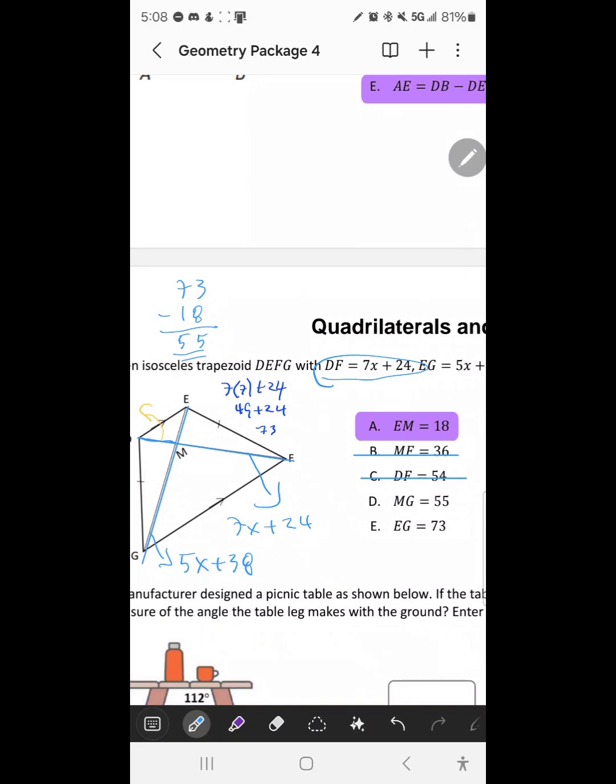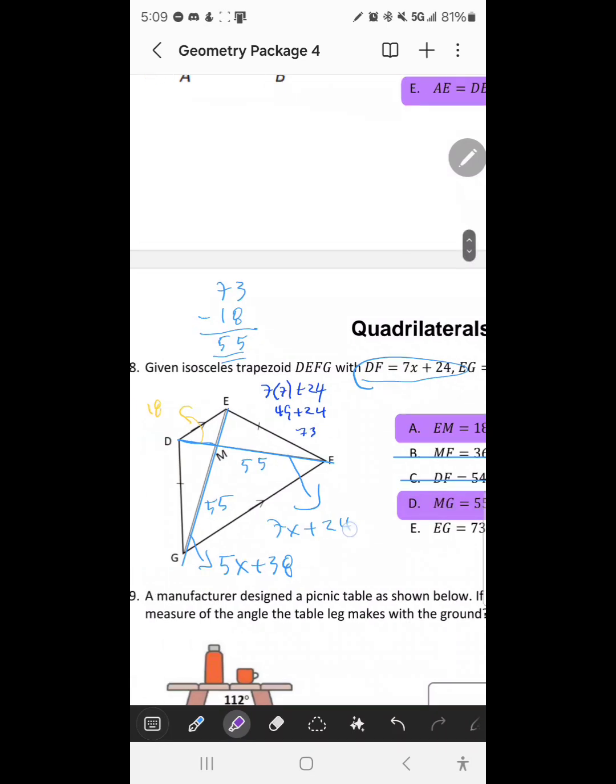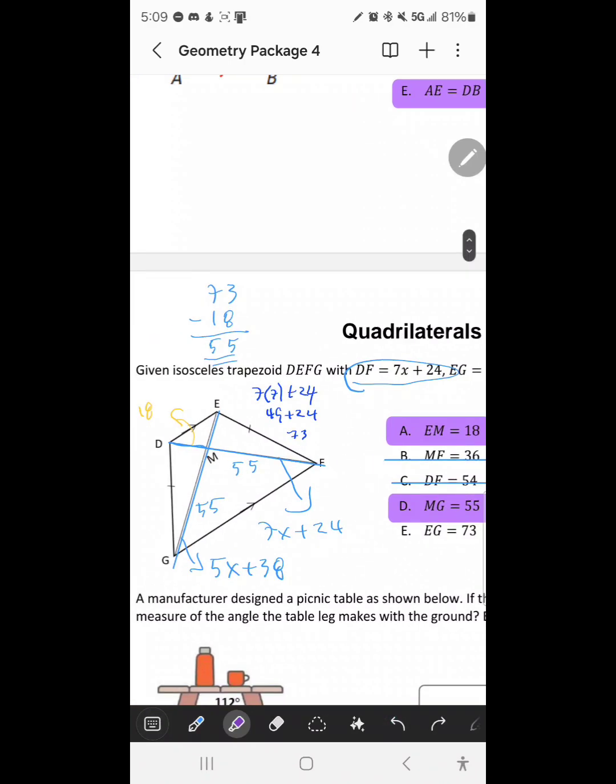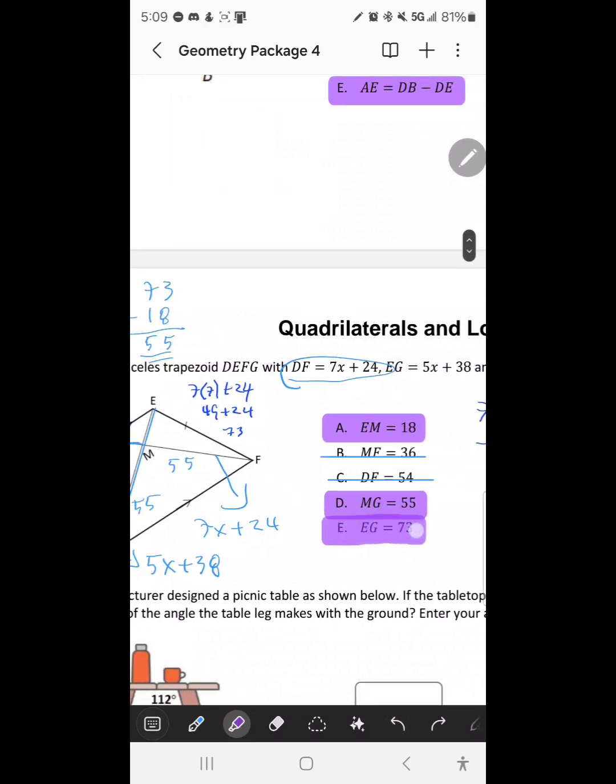So let's just continue. Now MG. We know that this MF is 55. So MG is also 55. So this is true. EG is the whole line. The whole line is 73. We just calculated here because this whole line was 73, then this whole line is equal, so it must be the same. And this is true.